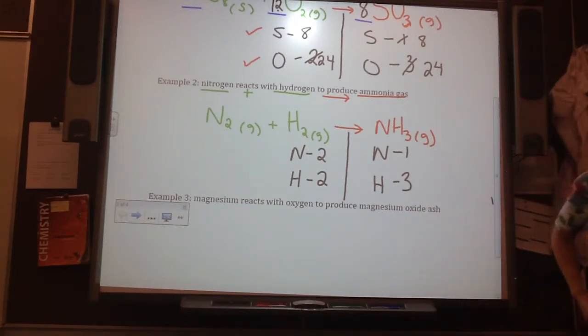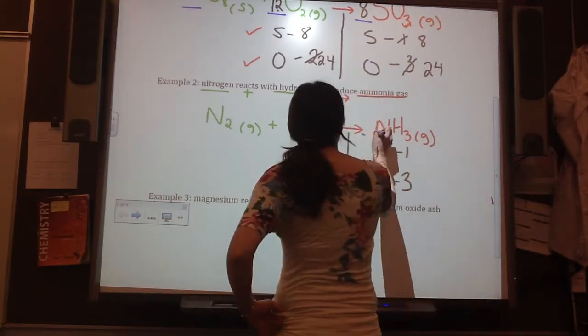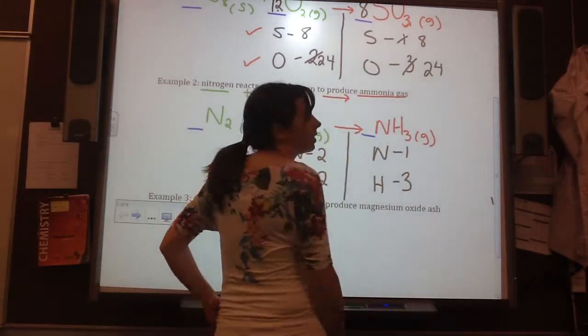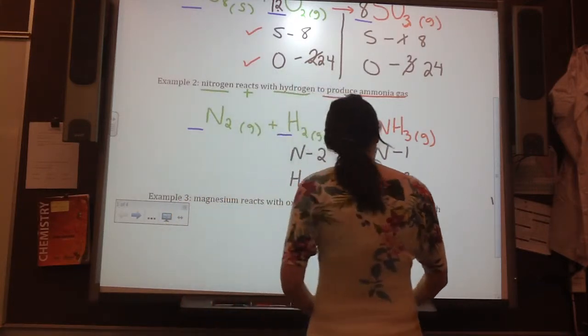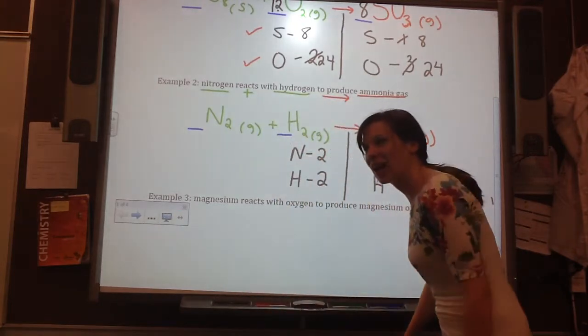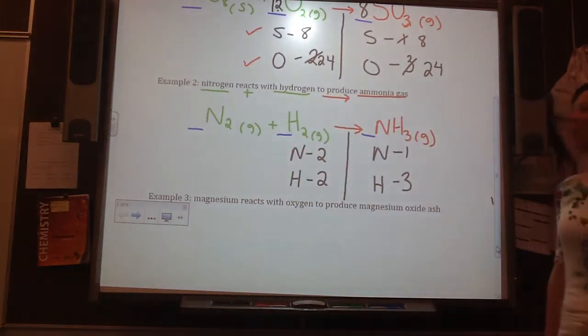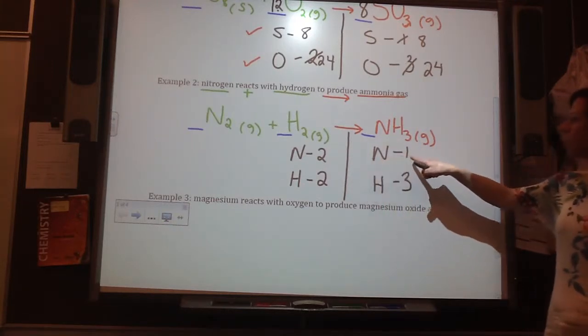At this point, you can pick whichever one you want to start with. They both have a difference of 1. Normally you do the one with the greatest difference, usually, but honestly, you just start and see where it takes you. Let's do the N. Might as well start at the top. Okay, so N. We have 2 on this side, but only 1 on this side.